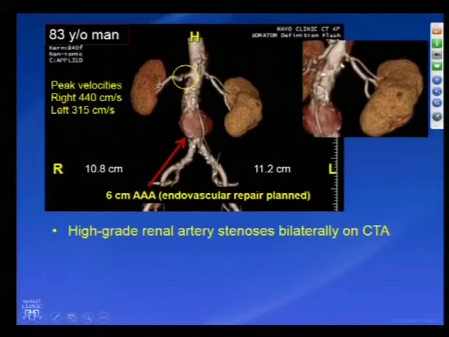On the right side, on the left side, you can see it here. So he had really high-grade renal artery stenosis. And the surgeon asked us, well, I'm going to intervene there. Do you want us to do anything about the renal artery?